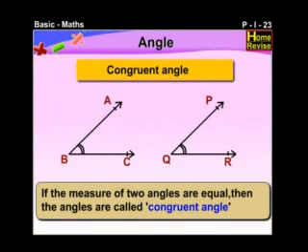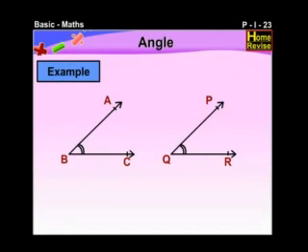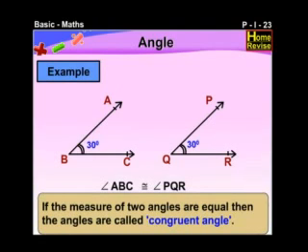Congruent angles. If the measure of two angles are equal, then the angles are called congruent angles. Take one example. Look at the figure. Angle ABC and angle PQR both are equal, say 30 degrees. Then we can say that angle ABC is congruent to angle PQR. That means if the measure of two angles are equal, then the angles are called congruent angles.